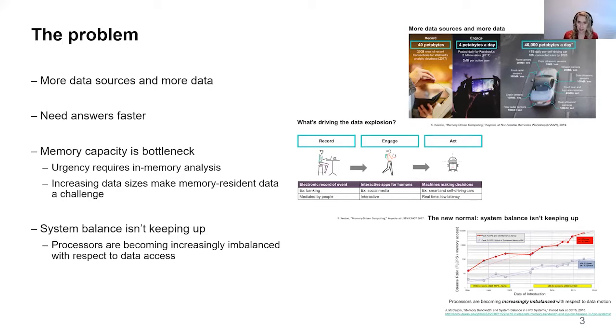And so there's a tension, because the data keeps getting bigger and bigger. And so it gets harder and harder to make sure that all of that data can be memory resident. So that's just one of the problems. Another problem is that system balance isn't really keeping up. Some recent data suggests that the ability of processors to process the data is actually outpacing the ability of processors to access the data.